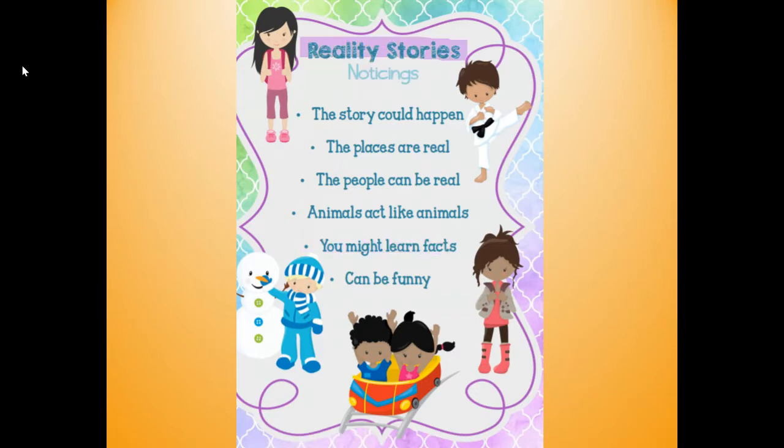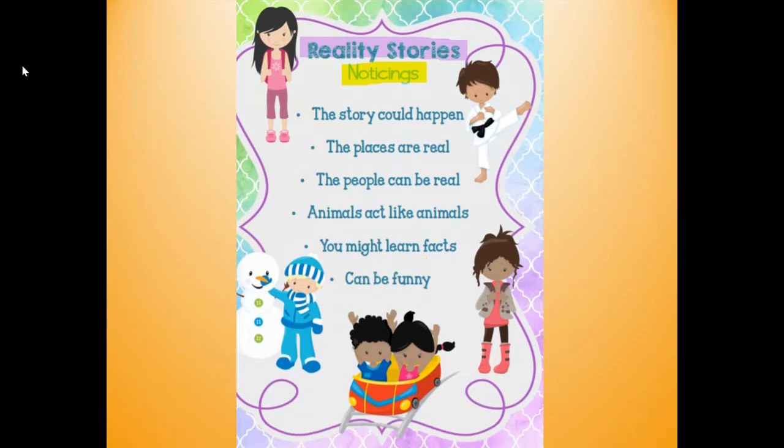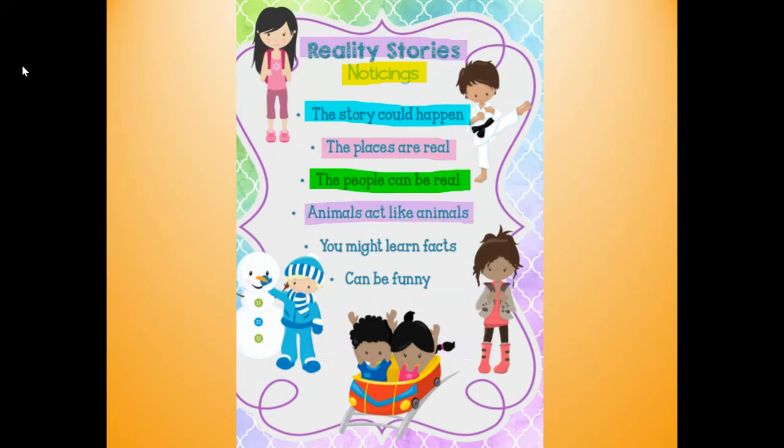So Henry and Mudge is a reality story. Here are our noticings. What do we notice about reality stories? The story could happen. It's real. It could be real. It's just like our real lives. The places are real, the people can be real, animals act like animals, and you might learn facts. And it can be funny, all right?